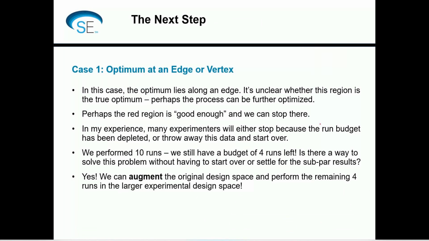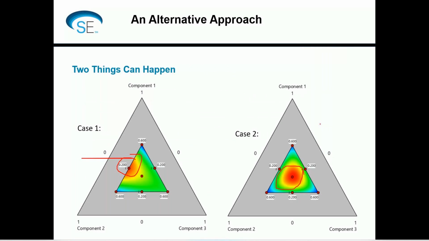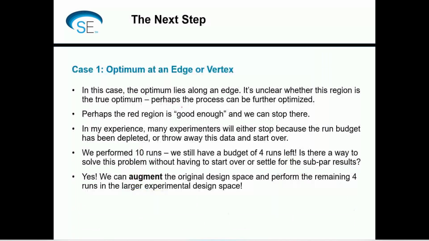So case 1, optimum at an edge or vertex. Again, I should have carried over this diagram here. But in this case, the optimum is obviously along an edge. It's unclear whether this is the true optimum. Maybe if you had gone further out, perhaps the process can be further optimized. And as I've said many times before, perhaps the red region is already good enough and we can stop there.